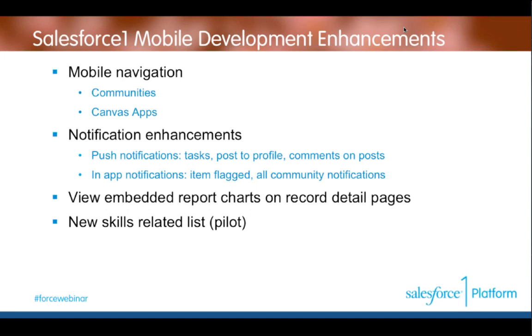Now, around more of the UI aspect of things, you can now embed report charts on the record detail pages, so be able to view analytics straight from the record detail page from Salesforce1, and the ability to see new skills, which is a new object, or actually a set of like 10 objects, to be able to find experts and mavens within your company. So before, Chatter opened up the walls for you to be able to communicate with anyone that you might have questions with, now you'll actually be able to target those experts based off of user profile recognition.